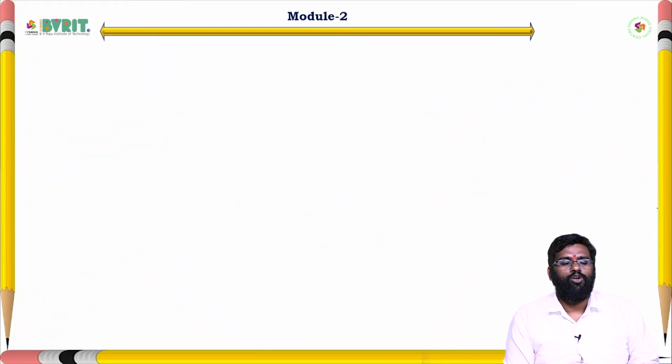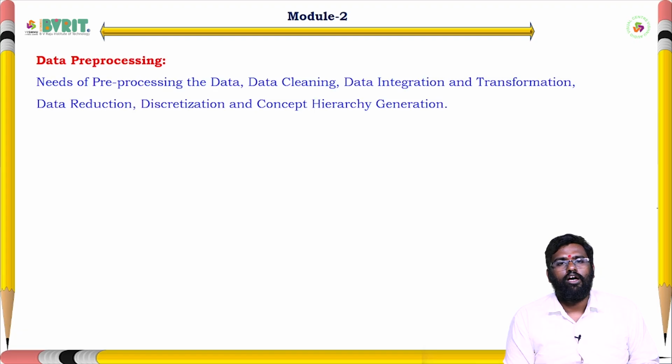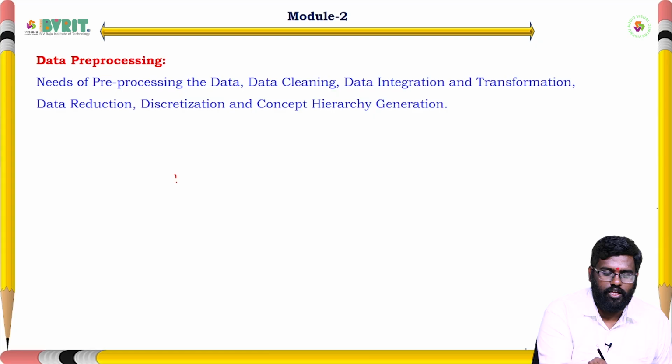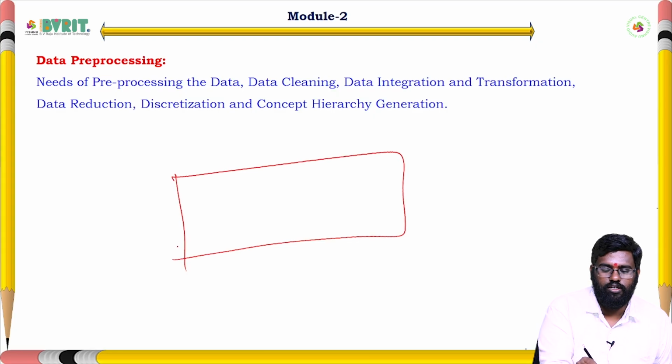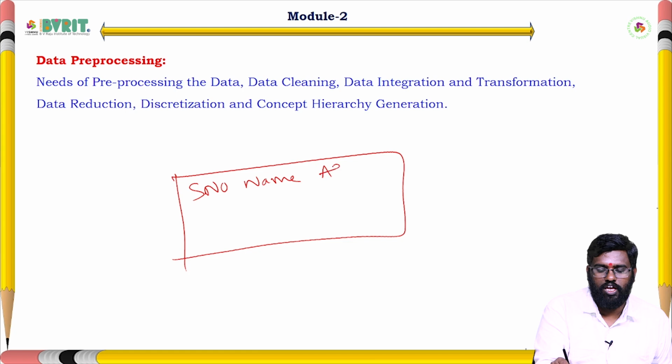Now, coming to the second module. The second module contains data preprocessing. Why are we moving into data preprocessing? For example, when the data has mistakes. For example, I have taken some data. This is our data, with some serial number, some name and some age that I have taken here.